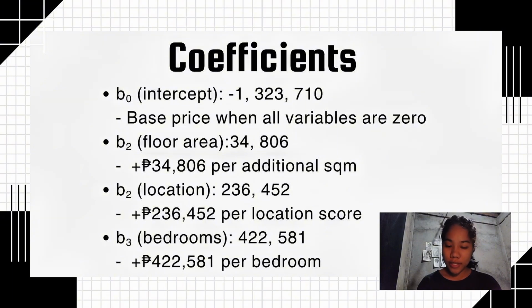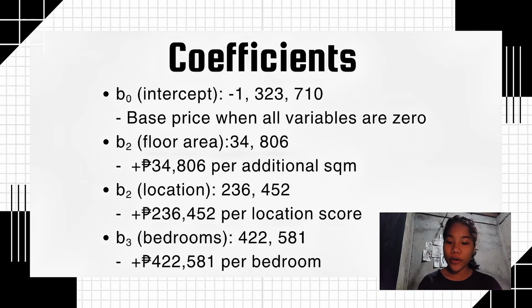We have 236,452, which is the coefficient for location score. Every point increase in location adds 236,352 pesos. This makes it the variable with the highest impact on the price.